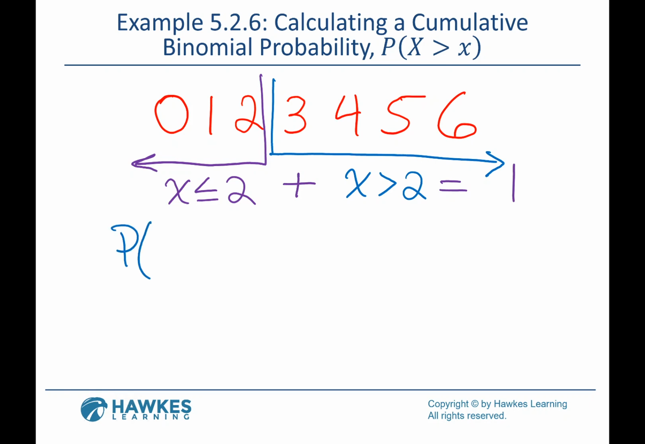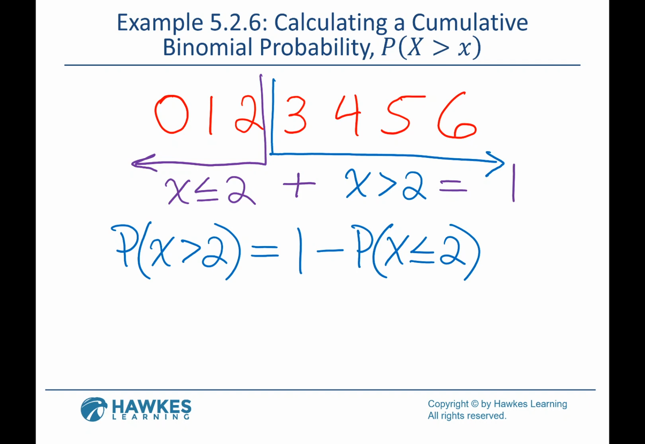So what we can do, we want the probability that X is greater than 2. To find that, we can do 1 minus the probability that X is less than or equal to 2, because this number we can look up in our table. We do 1 minus that number, and that'll give us the probability we want. This is as complicated as it gets. We're taking the complement. We do 1 minus the thing we don't want. That's taking a complement, so the complement rule.